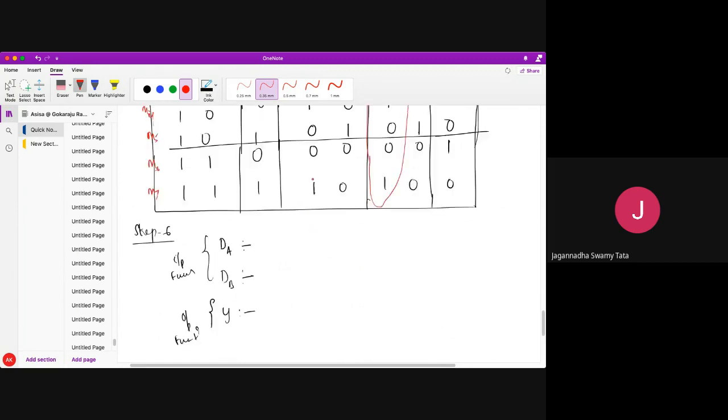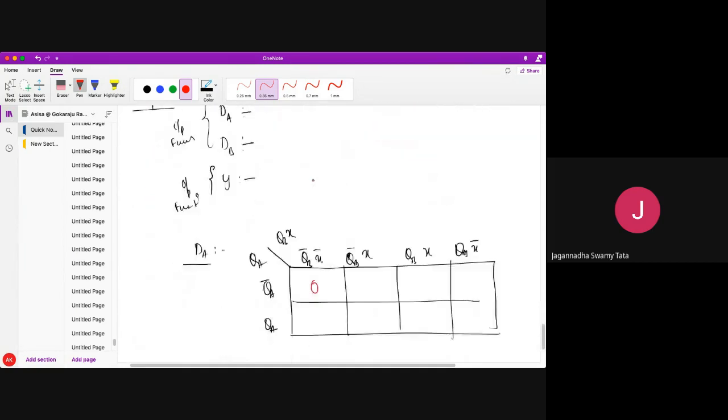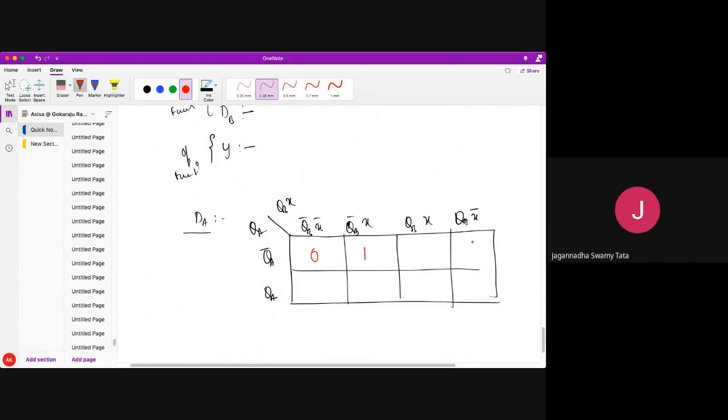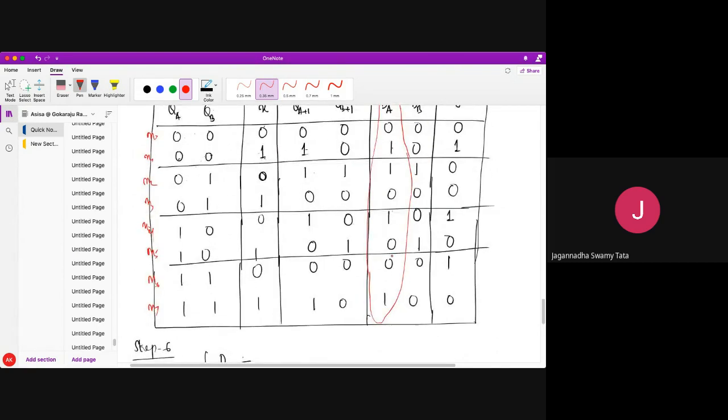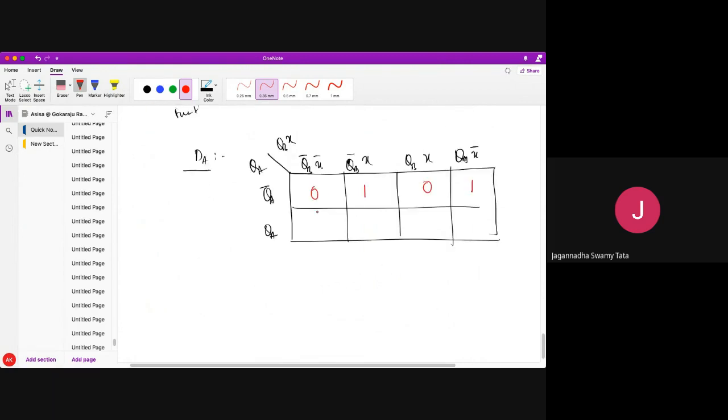Okay, so how would it be? 0 1 1 0. Okay, next 1 0 0 1. Since it's gray coding, I'm doing it like this: 1 0 0 1. Okay, do you all understand? So now the grouping would be just single grouping like this.